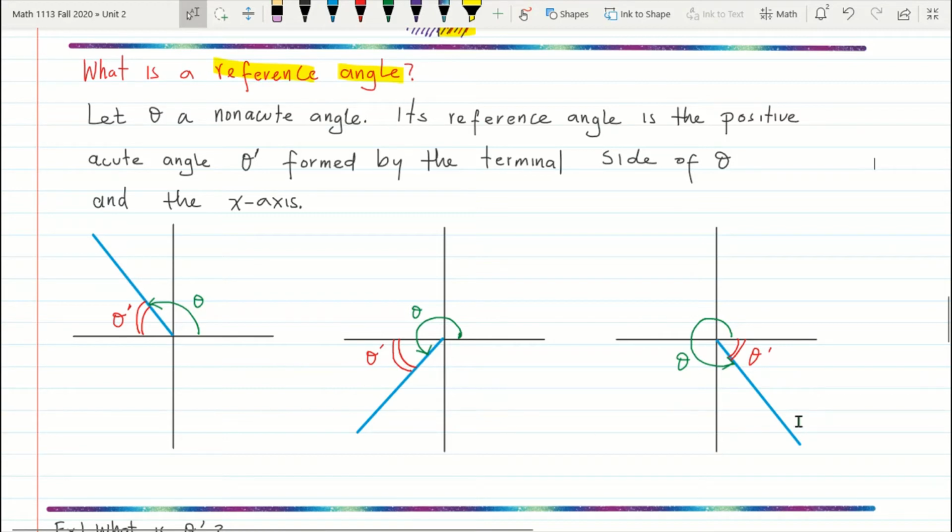So here's the definition of what a reference angle is. A reference angle is a positive acute angle that we denote theta prime, or theta with a tilde, which is formed by the terminal side of theta and the x-axis. So the best way to look at it is this way. Theta is what we're, up until now, accustomed to seeing as the angle between the initial side and the terminal side, right?